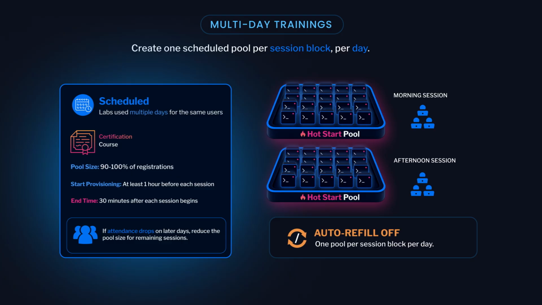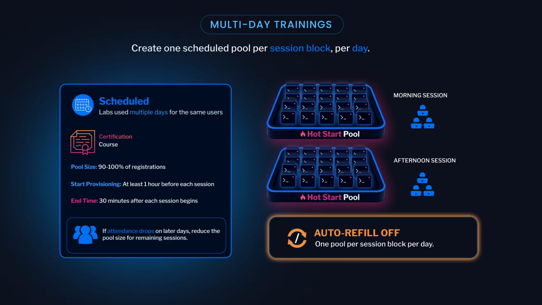People who've committed to a multi-day training show up at a much higher rate than a one-off event. So sizing generously here makes sense. Turn auto refill off. Start provisioning at least 1 hour before each session, and set the end time to 30 minutes after each session begins. As the training progresses, keep an eye on attendance. If numbers drop on later days, you can reduce the pool size for remaining sessions. Since each one has its own pool, it's a simple adjustment.